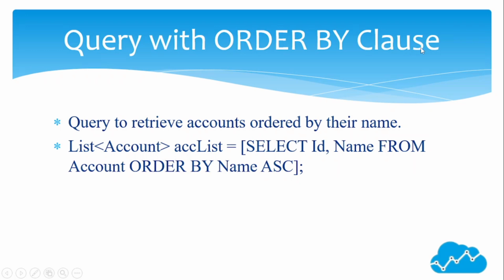Query with order by clause: query to retrieve accounts ordered by their name. List<Account> accList = [select id, name from account order by name asc]. Here we are providing the name field, and that name should be in ascending order. So asc is for ascending order. If we need descending, we have to provide desc, and it is going to display in descending order.